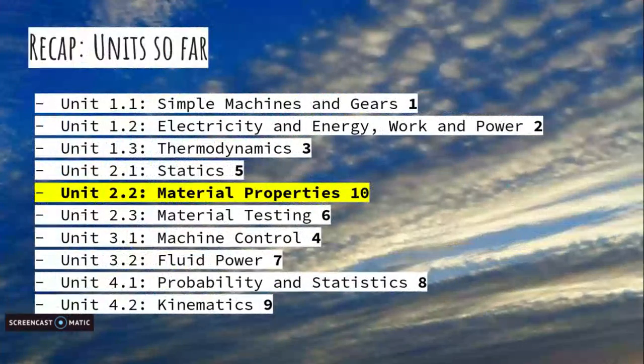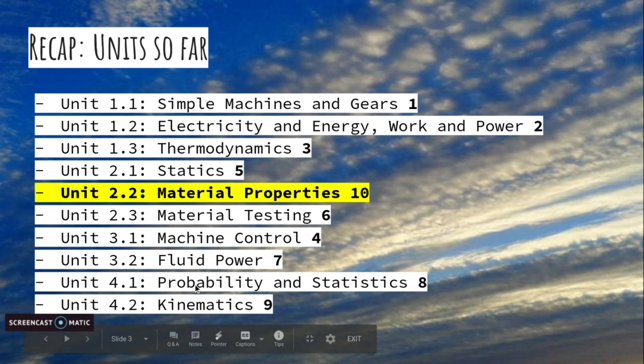So, here are the units so far, and you may not have done these yet, but these are the Principles of Engineering courses. There may be some other ones that you go through, but these are just the primary 10, and this is the order I did them in. First I did 1.1, then 1.2, then 1.3, then 3.1, then 2.1, then 2.3, then 3.2, then 4.1, 4.2, and now 2.2.